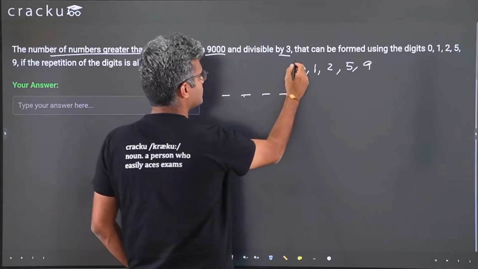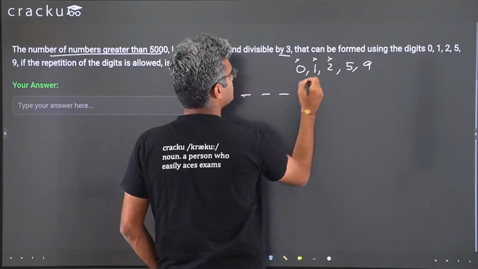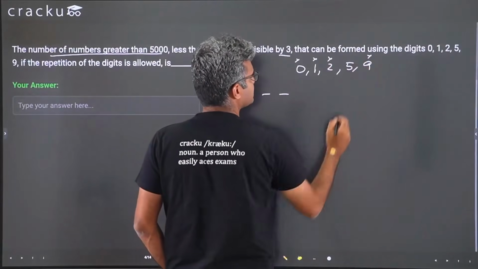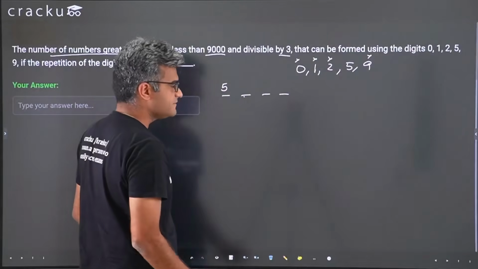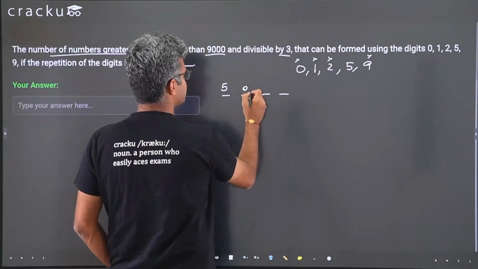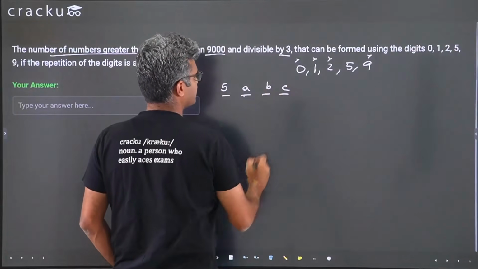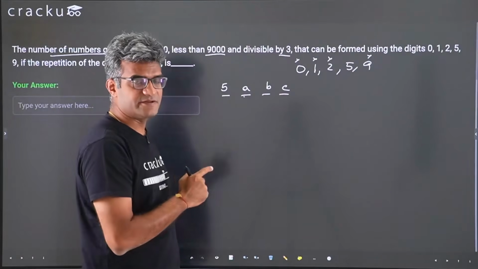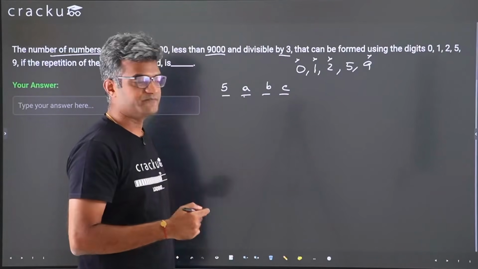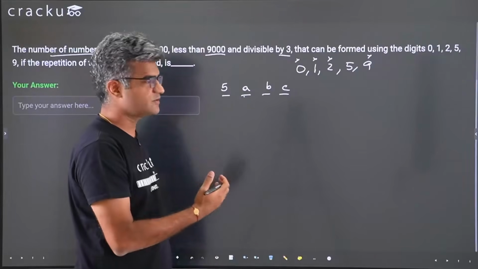So the first digit cannot be 0 or 1 or 2. It cannot even be 9. So the first digit has to definitely be 5. If you are assuming that the second digit is A, third digit is B and fourth digit is C, the sum of all the digits in this number has to be a multiple of 3. Only then will this number be a multiple of 3.